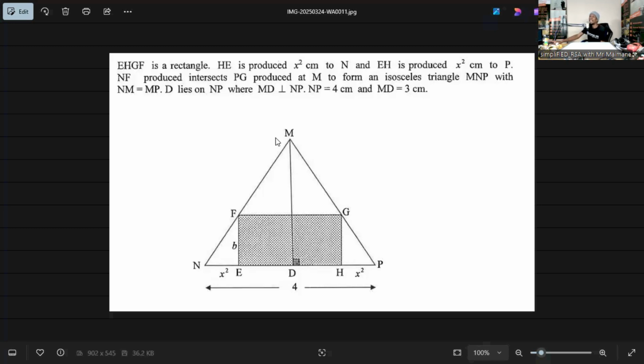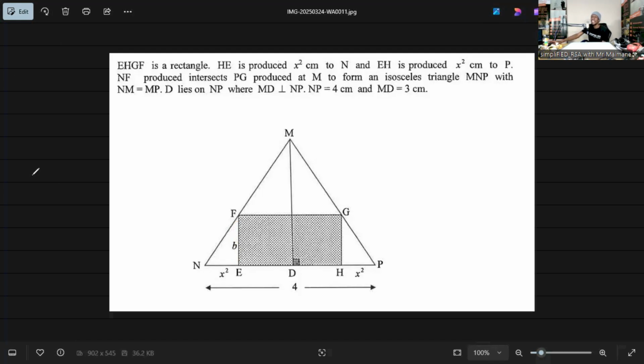So now, looking at the given triangle and the given rectangle inside the triangle, we need to find the length of the rectangle. By the length, I mean EF, which is given as B. We need to find the value of B in terms of x to determine what we are required to. And to do that, look at this.